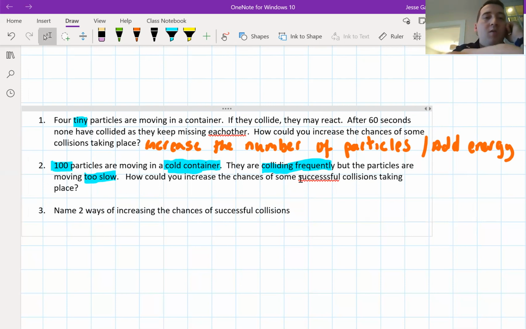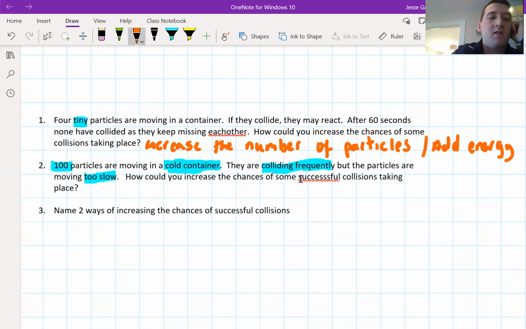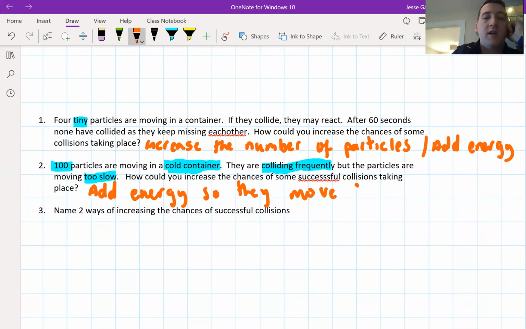All right, hopefully you're thinking about energy here. So you need to add energy so they move faster. You want them to collide with enough energy. And they'll do this if you add energy. If the container is cold, then the particles won't have much energy and they won't collide with the activation energy. So you want to add more energy.